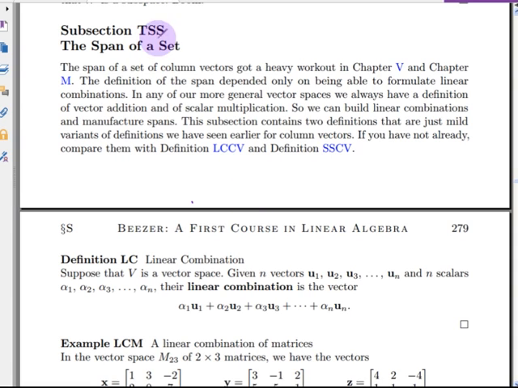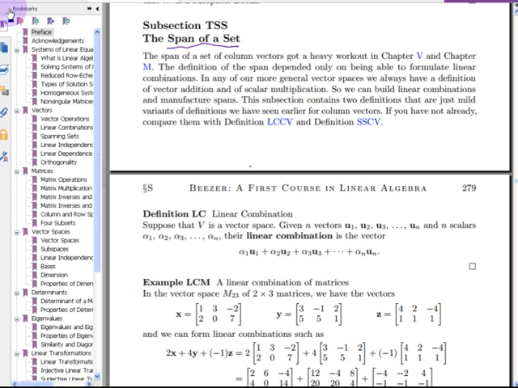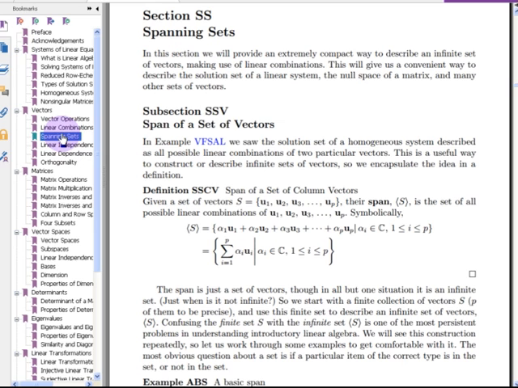Now, we talked quite a bit about spans when we talked about column vectors. If you go back and see here, remember this chapter on spanning sets, span of a set of vectors. So we talked quite a bit about spans, and we actually expressed null spaces and column spaces as spans of sets of vectors.